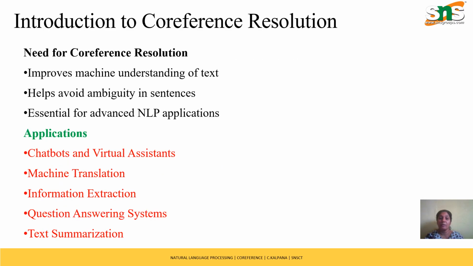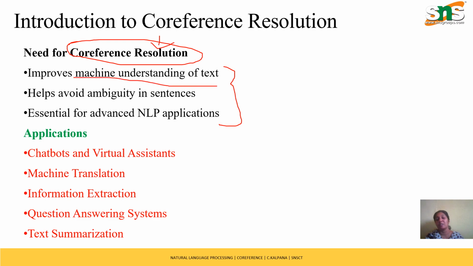Next is the need for coreference. Why do we need coreference resolution? Here the term is resolution: you have to resolve which person he is referring to, which person she is referring to, and what it is referring to. So what is the need? First, it improves the machine understanding of text, understanding who this he, she is referring to. Second, it helps avoid ambiguity in the sentence, which means it avoids confusion.